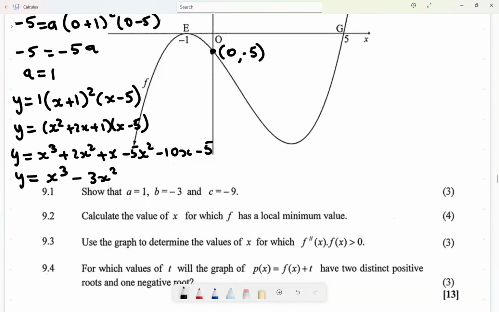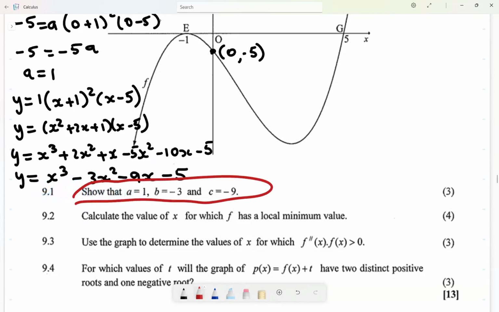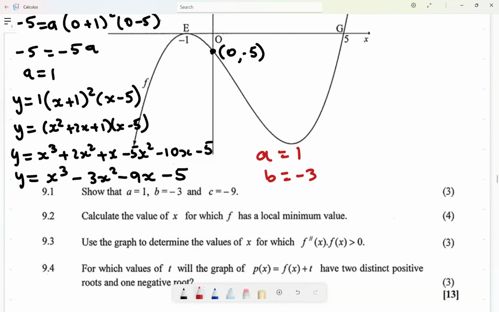x minus 10, which is 1 minus 9, it is negative 9x minus 5. So can you see that A, B, and C are proven? So you just say, yeah, you are done, because you have already proven that A is equal to that, and that, and that. You can conclude by saying A is equal to 1, B is equal to negative 3, C is equal to negative 9. Then you'll be sharp.